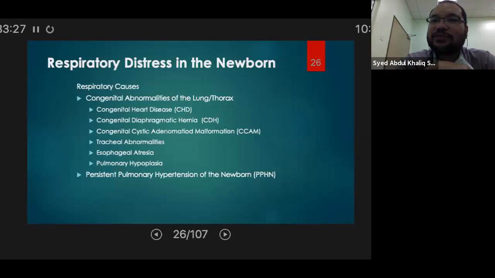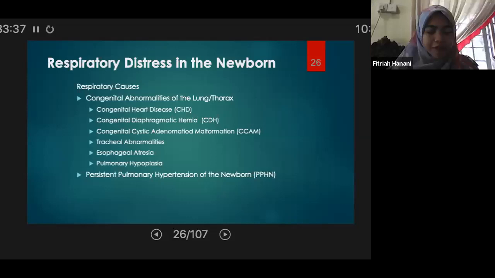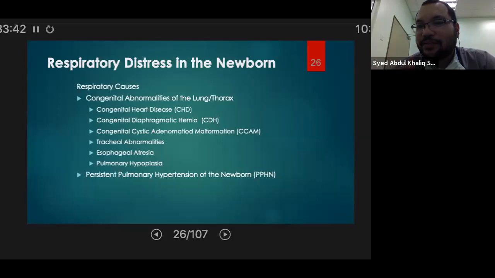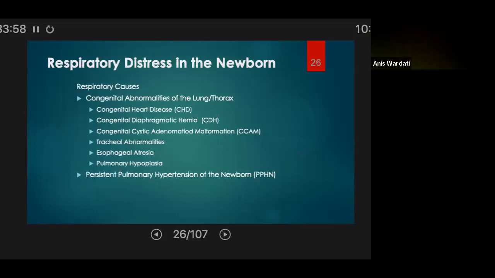So usually, kalau ada VSD, ventricular septal defect, the shunt is left to right ke right to left? Left to right. The shunt will be left to right. Kenapa left to right? Because of pressure gradient. The pressure in the left side, systemic side, is always higher than the right side. That's left to right. Kalau VSD, dia jadi right to left. What is the problem with that? Fitria?